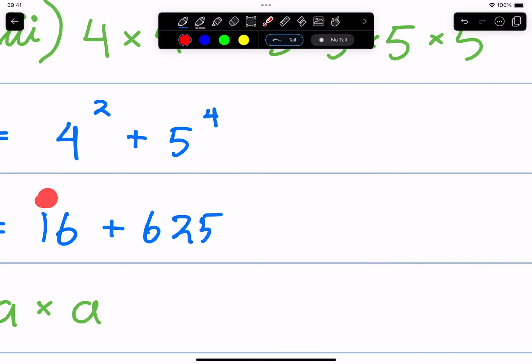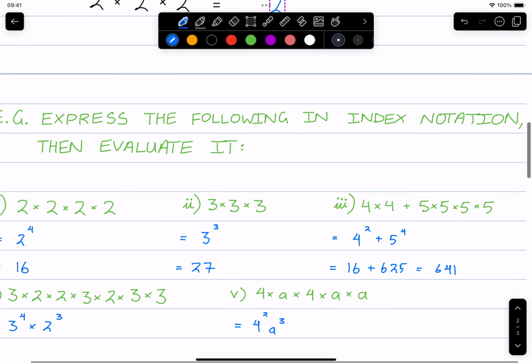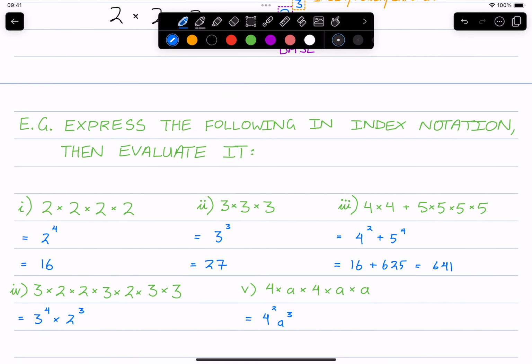And now we're just going to simply add these two together. This is going to be 30 plus 11. It's going to be 41. So it's going to be 641. All right, so let's keep going here.